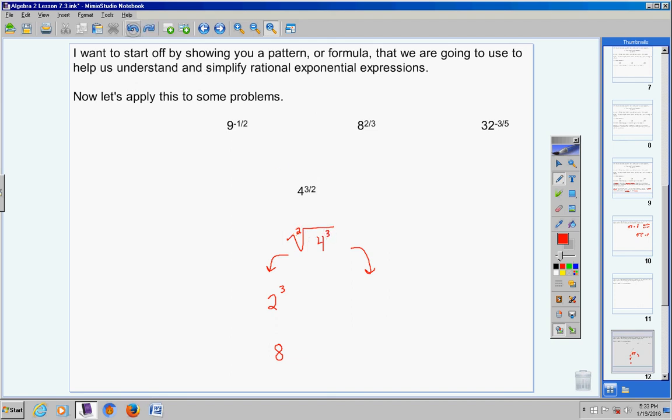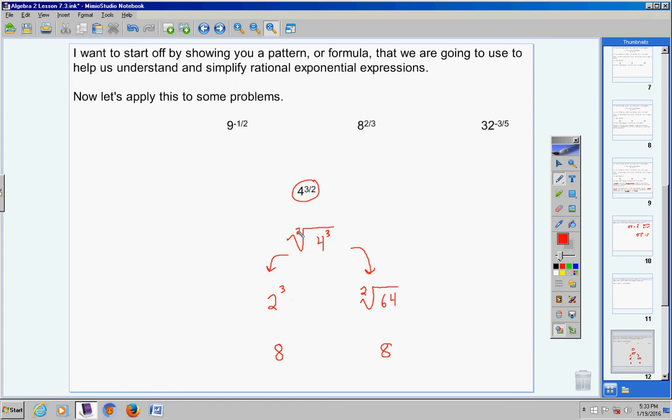If you don't like that, you can do the power first. So what's 4 times 4 times 4? 64. So now I have the square root of 64, right? 4 times 4 times 4 is 64. And now what's the square root of 64? 8. 8 times 8 is 64. So after I rewrote this as a radical, you can first take the root, which I like to do personally because it makes the number smaller before I raise it to a certain power. But that's up to you, okay?